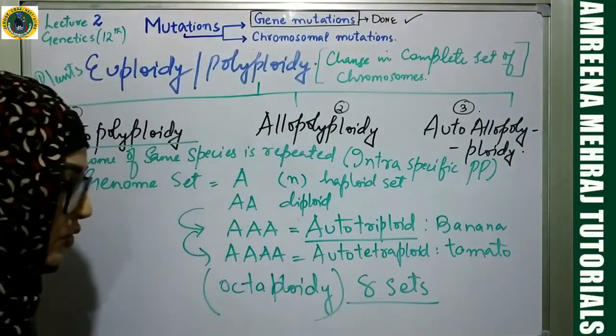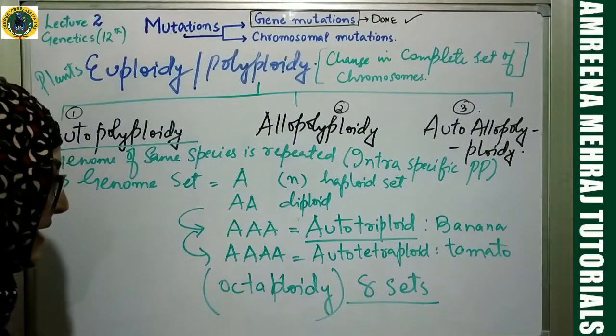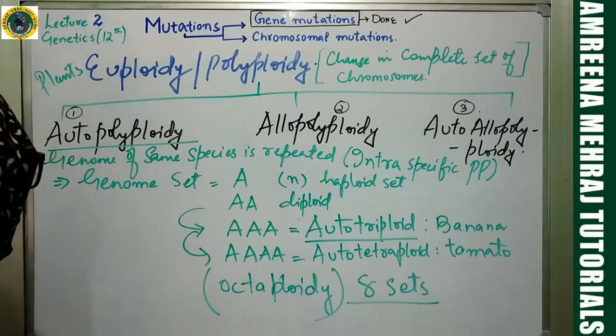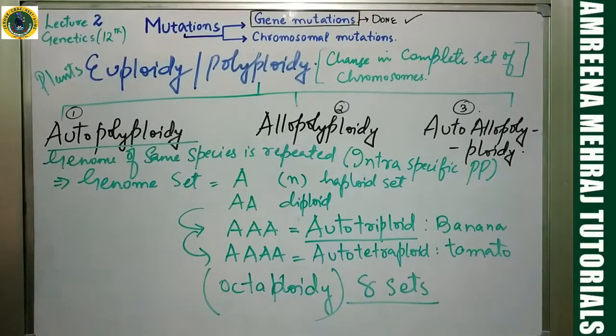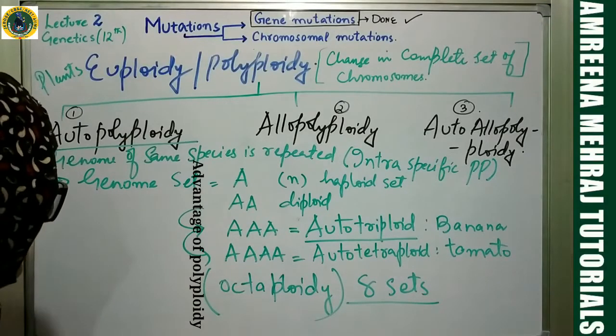Till autopolyploidy, you will see that you will have this genetic diversity present in the case of plants. Now, in nature, we have seen that autopolyploidy has some advantages. You can think, try and think in this manner.